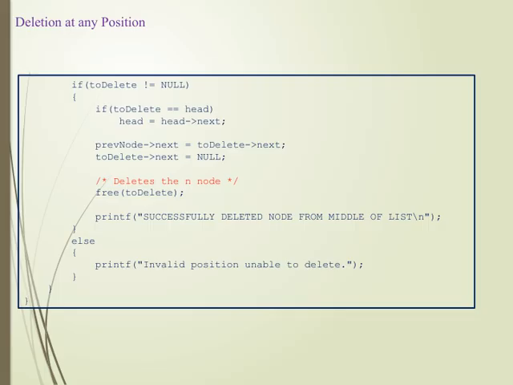The critical step is freeing the memory occupied by toDelete with the free function, which prevents memory leaks. After that, we print a success message indicating the node was deleted from the middle of the list. On the other hand, if toDelete is null, meaning the specified position was invalid or the node doesn't exist, we print an error message stating that deletion is not possible.